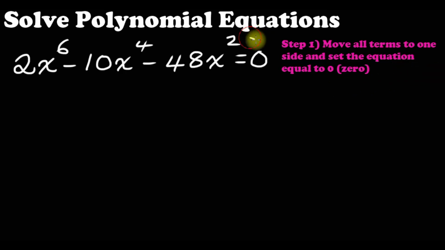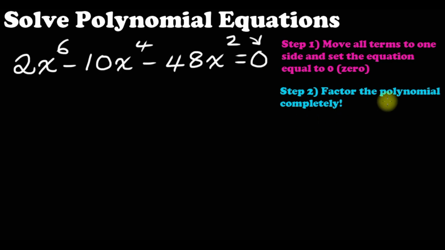As you can see, we have 0 on this side, therefore we do not have to get rid of it. There is nothing on this side that we have to get rid of. So we're all done, step 1 is done. Now step 2 is to factor the polynomial completely.